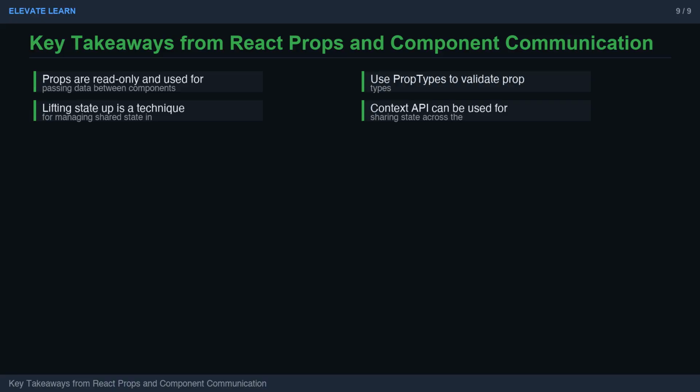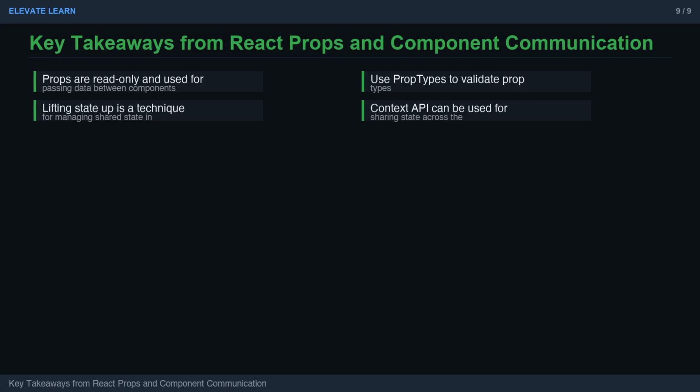Welcome back, everyone. Today, we're wrapping up our discussion on React props and component communication. Key takeaways are as follows. Props are read-only, essentially like passing data from parent to child components, like a teacher giving you homework. To ensure your homework is correct, use prop types for type validation. If multiple components need the same piece of state, try lifting it up to their common ancestor.